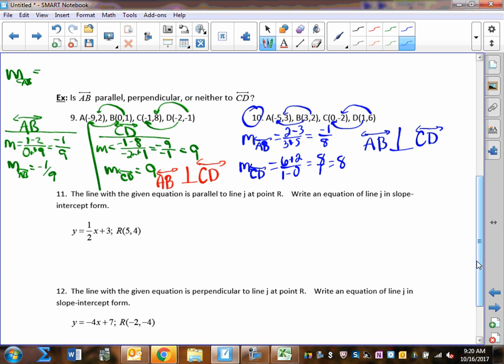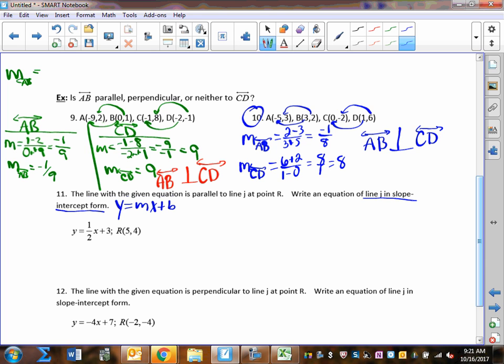Okay, let's take a look at number 11 here. The line with the given equation is parallel to line J at point R. Write an equation of line J in slope-intercept form. Alright, so they want us to write an equation of line J in slope-intercept form. So we want it in that form, y equals mx plus b.